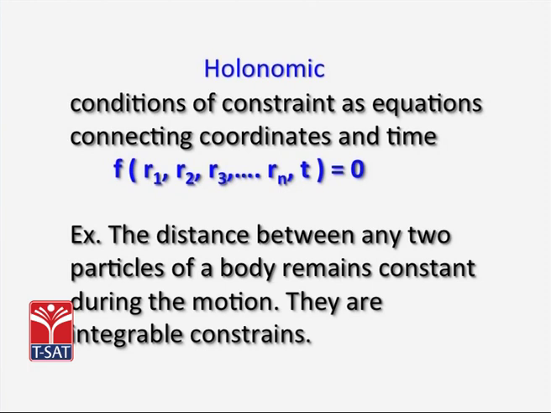As an example, take the distance between any two particles of a body that remains constant during the motion. A rigid body has fixed distances between its particles, which are not going to change. So this is the constraint. They are integrable constraints. This is another important condition for holonomic constraint.